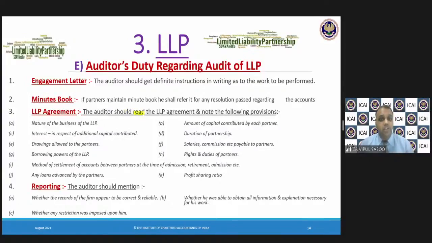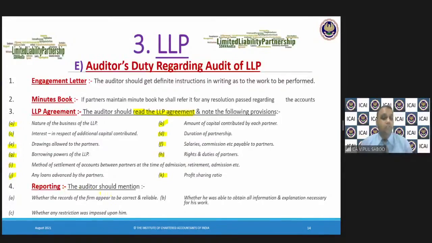LLP agreement. The auditor should read the LLP agreement. In the case of partnership, I told the auditor should read the partnership deed and the following provisions. Nature and business of LLP. Amount of capital contributed by each partner. Interest in respect of additional capital. If you are contributing additional capital, what is the rate of interest the LLP is giving? Duration of LLP, drawings, salaries, commission payable to designated partners, borrowing powers of LLP, how much the LLP can borrow with partners' due authorization, rights and duties of partners, method of settlement of accounts between partners, any loans advanced by the partners, profit sharing ratio.